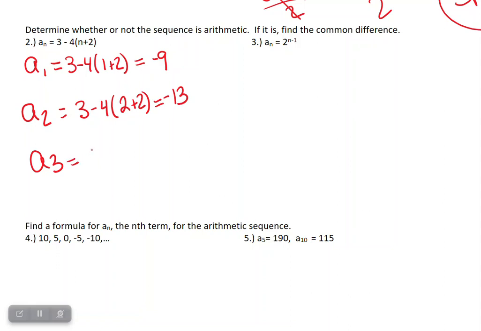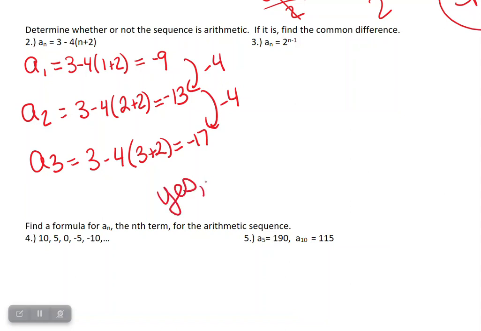And then finally, 3 minus 4 times 3 plus 2, that's going to result in negative 17. And if we look at the pattern here, it decreases by 4. So yes, there is a common difference, and that common difference will be negative 4.